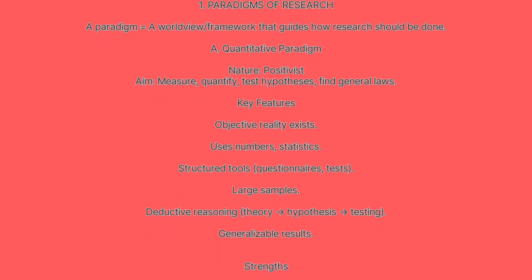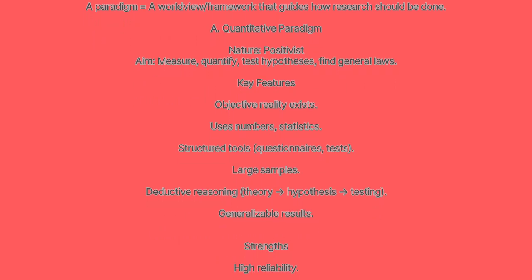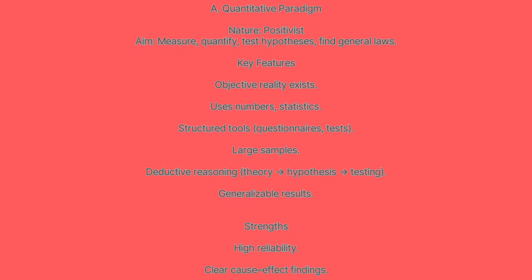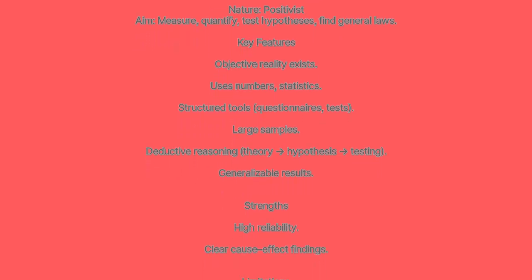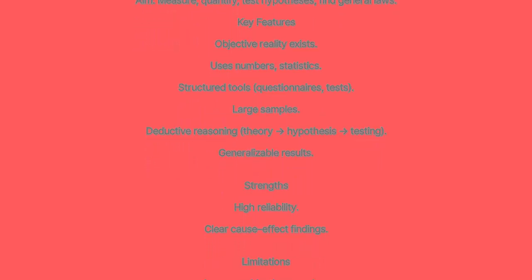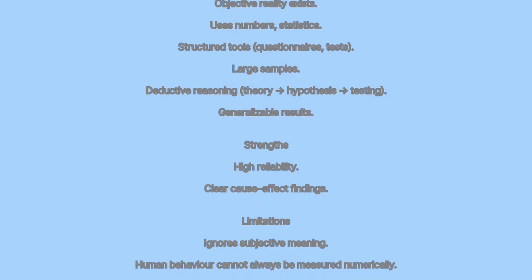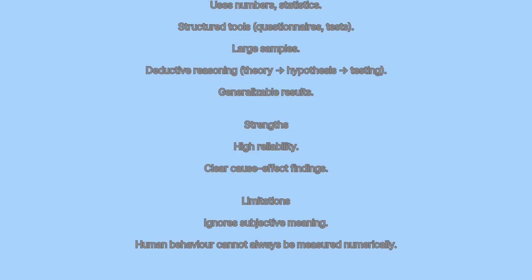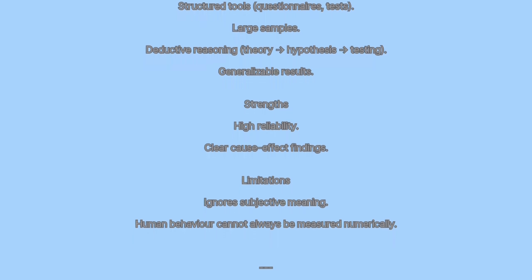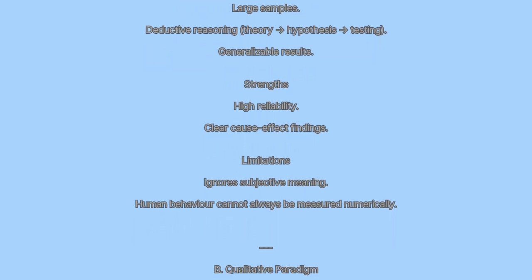Key features are objective reality. Use numbers, statistics, structured tools like questionnaires, tests, etc. Large samples. Deductive reasoning: theory leads to hypothesis and testing. Generalized results. Strengths: high reliability, clear cause-effect findings. Limitations: it ignores subjective meaning, and human behavior cannot always be measured numerically.